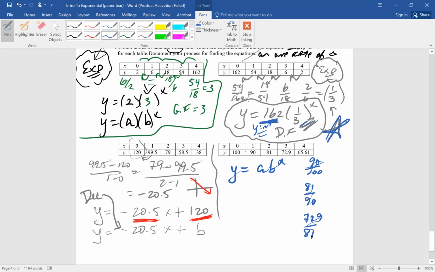Let me check here on my calculator, 72.9. Sorry, you can't see my calculations, just for speed, but this should be 0.9. This is going to be 0.9, and this is 0.9 too. So that's my constant multiple. My initial value at time 0 is 100, times 0.90 to the x. And you're done. Again, this is the initial value. This is my growth factor.